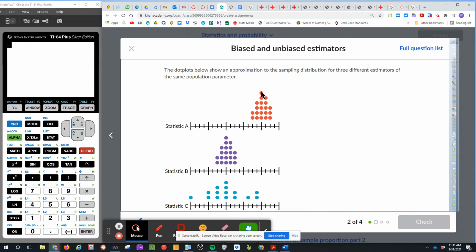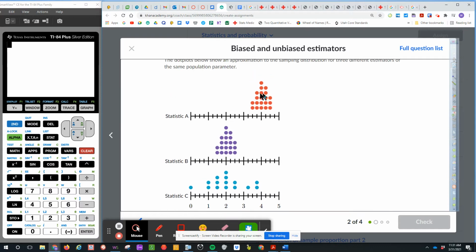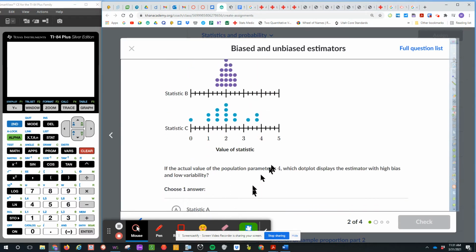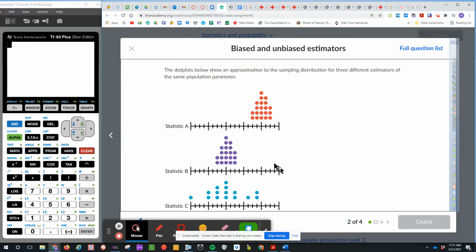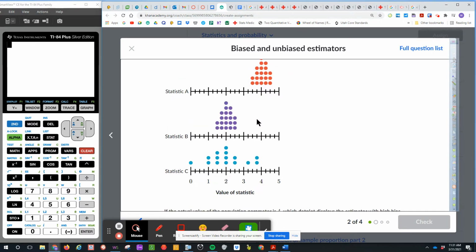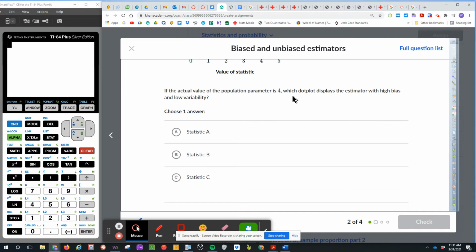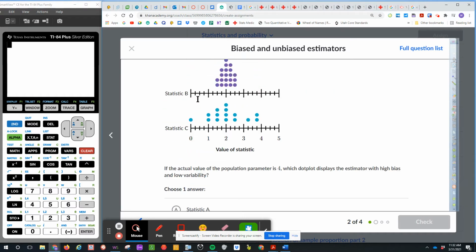Not only does it have the mean of 4, which is the same as your population mean, right? It's the same as your population parameter. It has low variability. So that's what we want. But let's look at the question. Which dot plot displays the estimator with high bias? That means it's not even close to the population mean and has low variability.